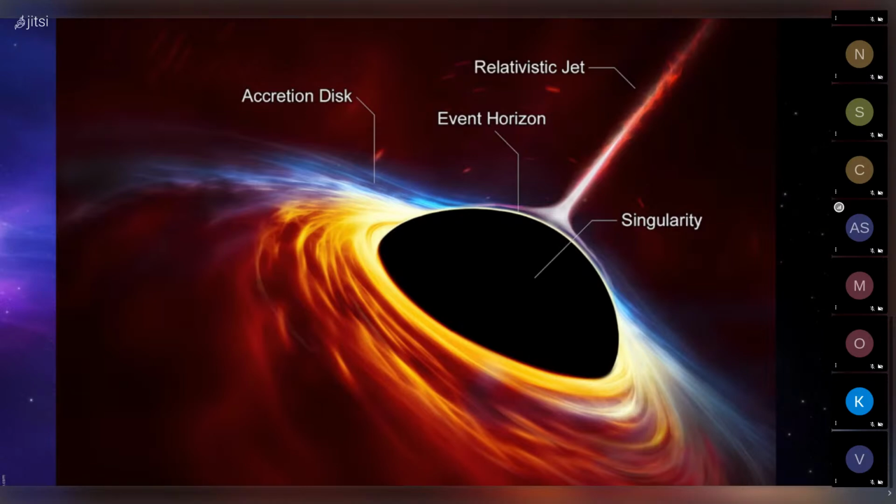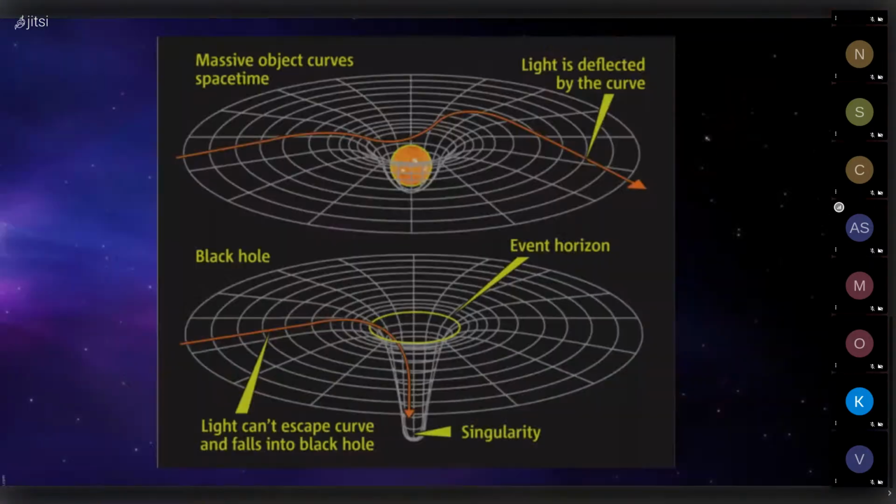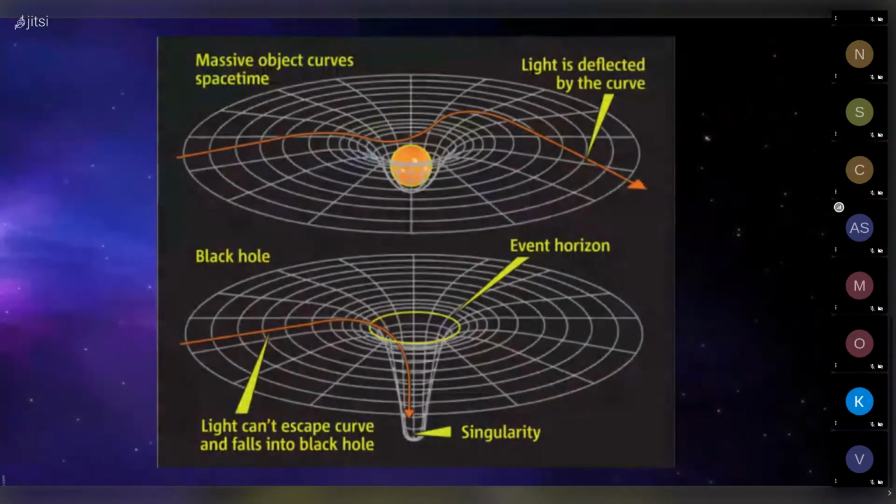So the singularity has zero volume. It has infinite mass and zero volume, so its density is still higher. This is what the singularity means. We can understand that at the singularity, space-time is warped so much that even light can't escape.